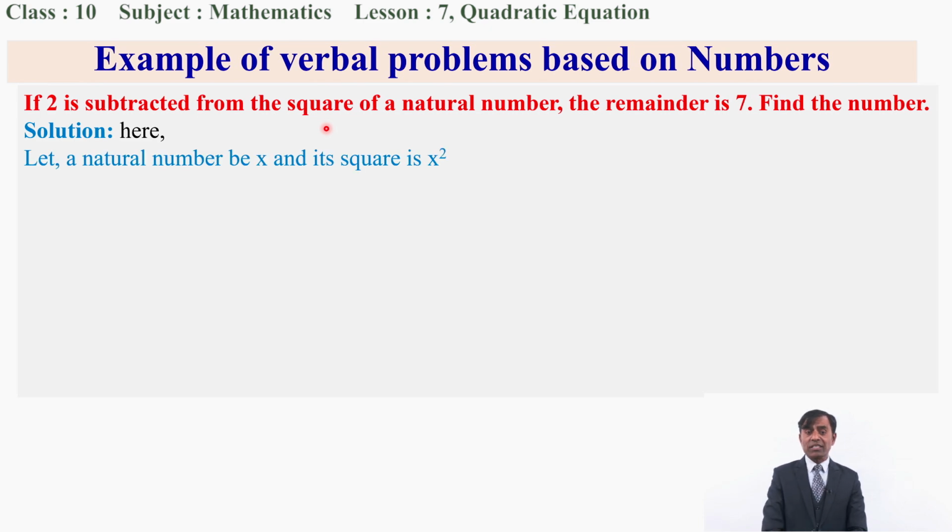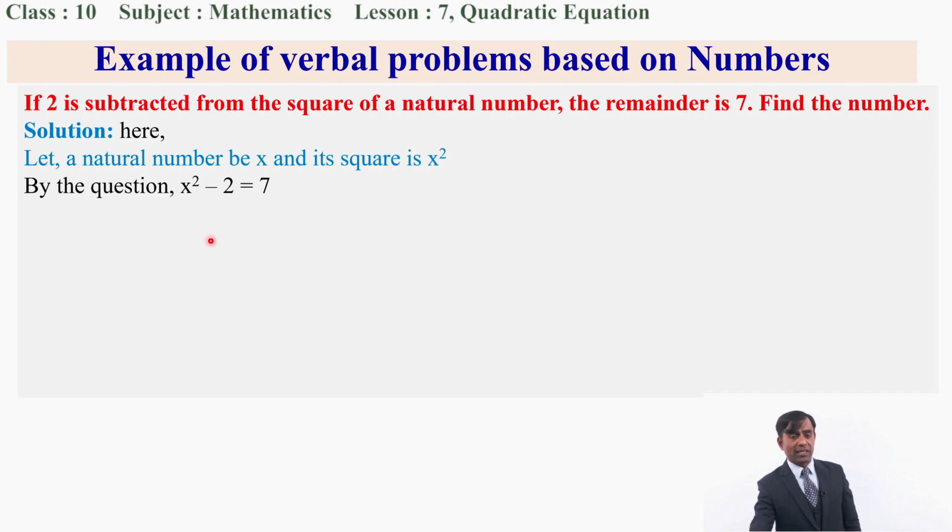Here, let the number be x. We know the square of x is x square. By the question, 2 is subtracted from the square of a natural number: x square minus 2, and the remainder is 7, that means it is equal to 7. Simplify: x square is equal to 7 plus 2. X square is equal to 9.